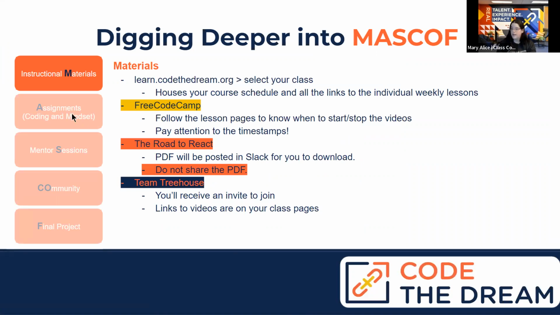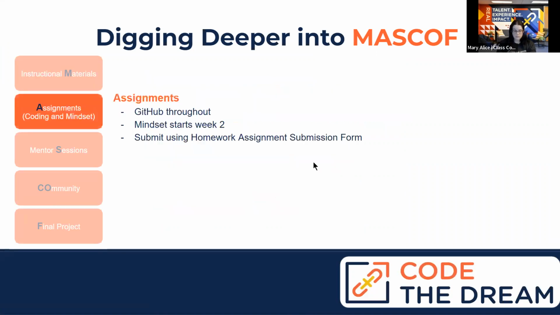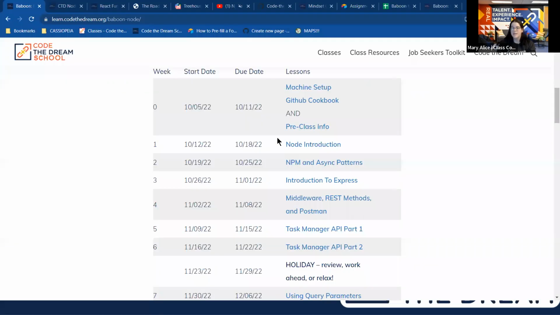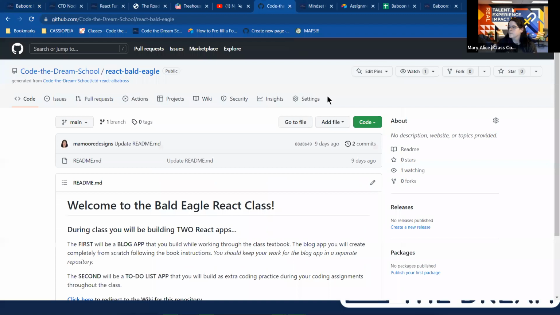Let's take a look then at lesson assignments. You're going to be doing GitHub throughout. Mindset starts on week 2, so you don't have to worry about doing any of that for week 1. And then you'll use the homework assignment submission form. All right, so let's take a look at that. Here is a GitHub repository. This is the one for the React class.